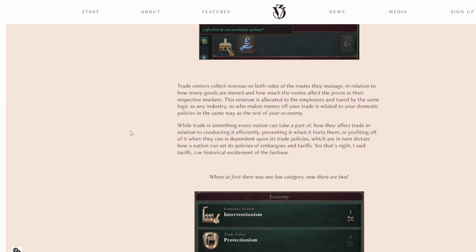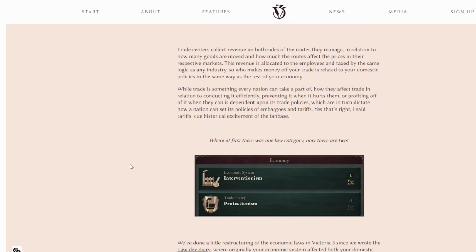So tariffs. Where at first there was one law category, there are now two: economic system, interventionism, trade policy, protectionism. So you have the economic system and a trade policy.